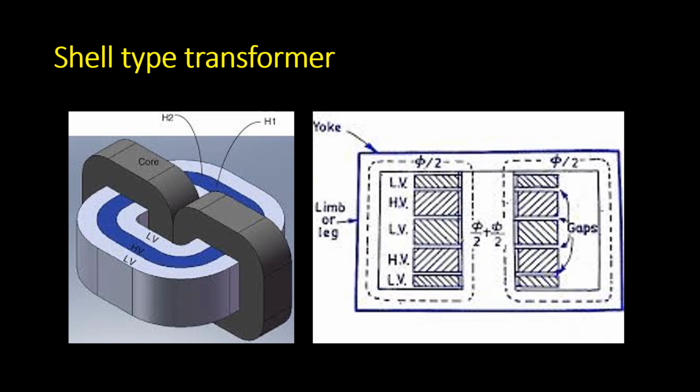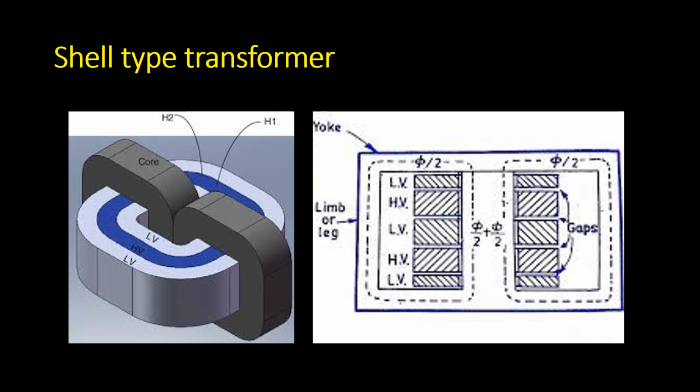In the second diagram you will find that windings are there, but they are in slice form and they are clubbed together. So in case of shell type transformer, the low voltage winding and high voltage winding are put in the form of a sandwich, and hence it is called a sandwich or disc winding transformer.